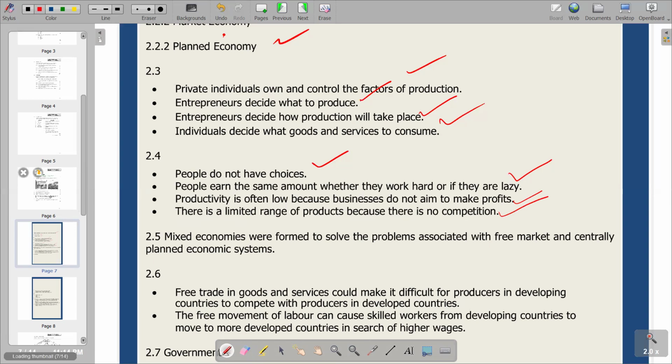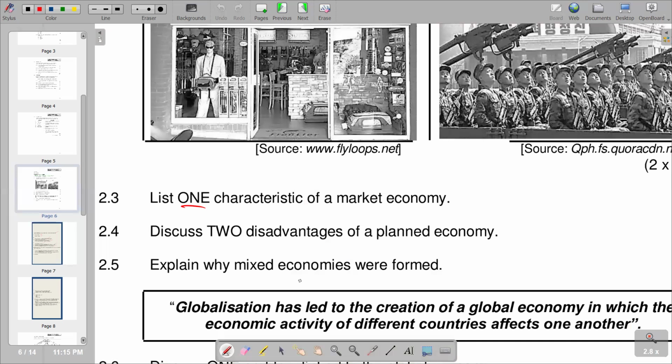Then we go to the next part of our question, which is: explain why mixed economies were formed. This question leads us to explain why mixed economies were formed, but we can just start by defining what mixed economies are. Remember, a mixed economy is an economic system that has both characteristics of a market economy and a command economy. Basically, it's a combination of the market economy and the command economy. So they were formed because they want to try to close the gap in terms of the weaknesses that are there under the market economy, and also close the gaps under the command economy.